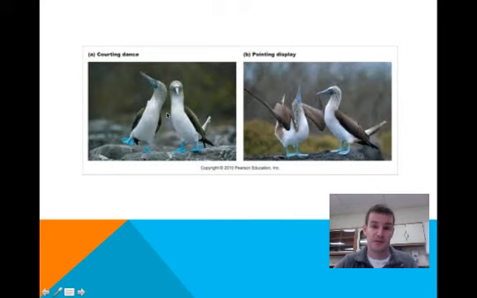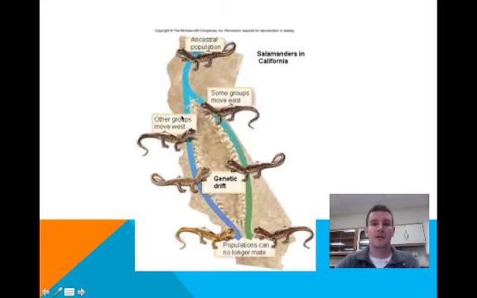Okay? This one right here is salamanders, and you can see this is kind of like over time. So we have this ancestral population of salamanders. They're all exchanging genes at this point, and as they move down to California, what they come across is, I guess you could say, this range of mountains, and some of the salamanders go this way, some of the salamanders go this way. At this point, they can't cross over and breed with each other.